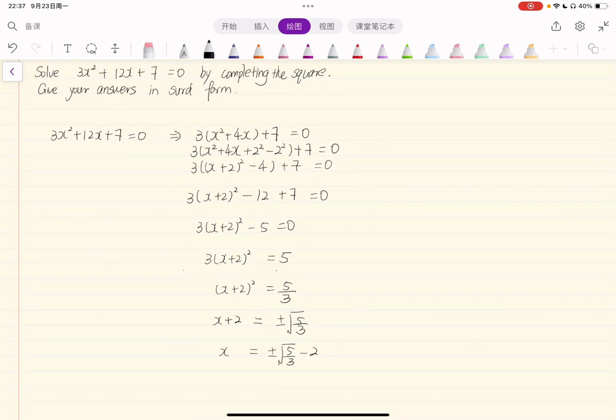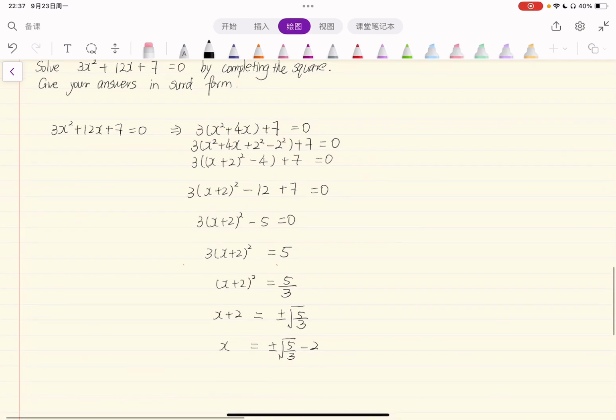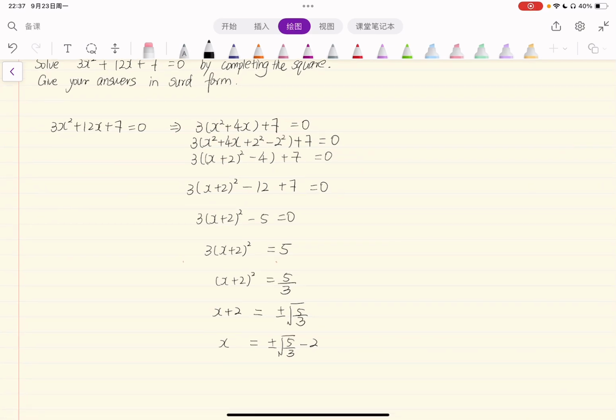So we have two solutions for this question. The first one is x equals the square root of 5 over 3, minus 2. And another one is x equals minus the square root of 5 over 3, minus 2. That is the answer.